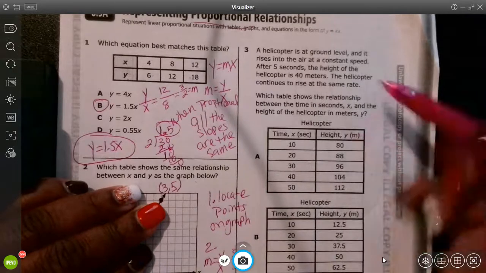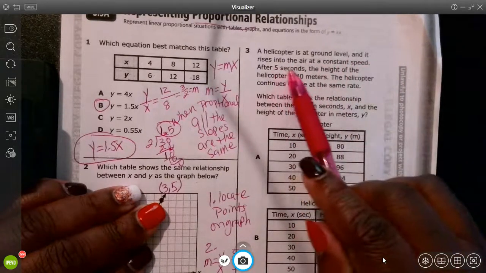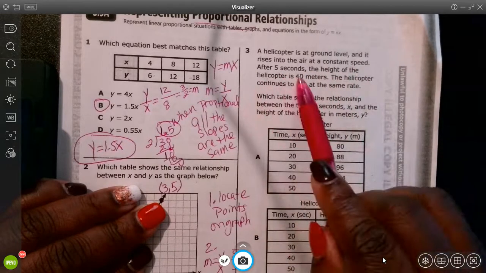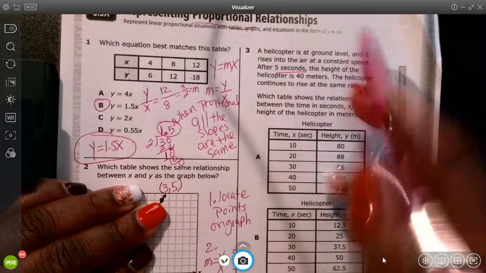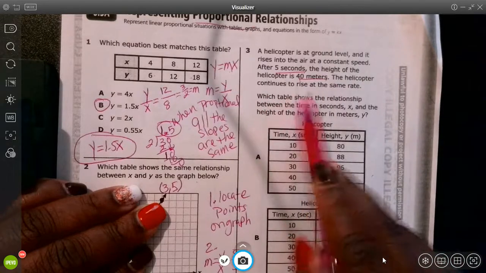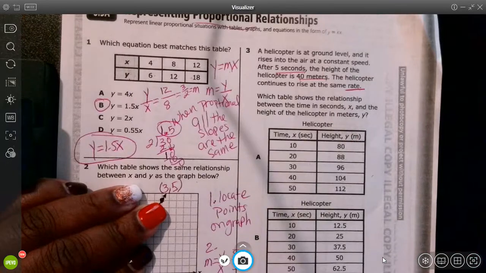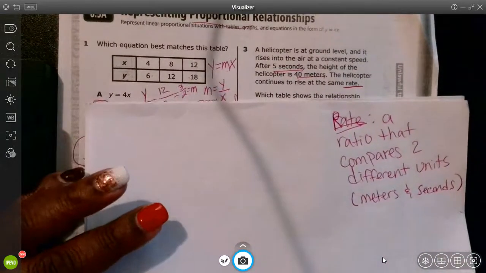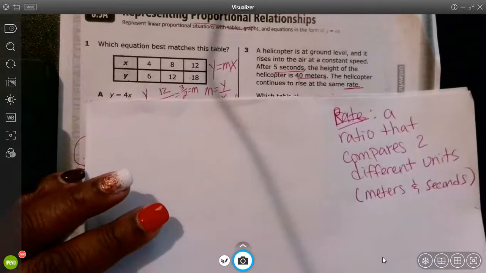Okay, so a helicopter is at ground level and it rises into the air at a constant speed. After 5 seconds, that's important, the height of the helicopter is 40 meters. The helicopter continues to rise at the same rate. Rate is very important. Remember, a rate is a ratio that compares two different units. Here we're comparing meters and seconds.